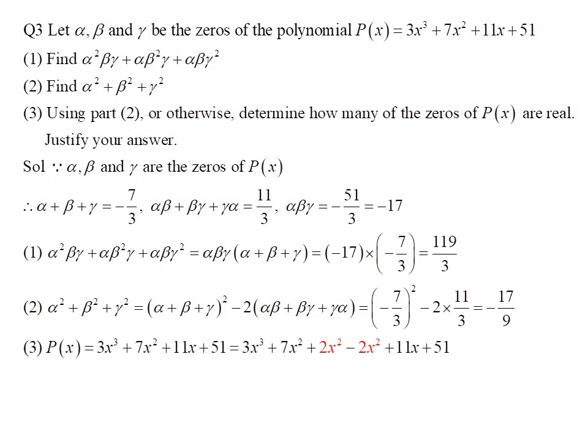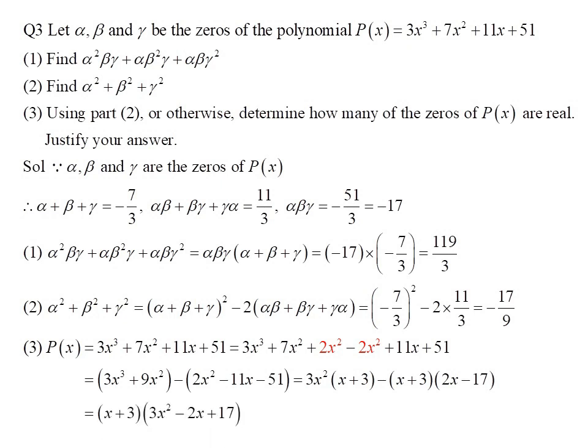There are three approaches to solve the last question. In the first one, we factorize the cubic polynomial directly by adding and subtracting the term 2x squared, and then place all the terms in two groups. Finally, we factorize the polynomial into a linear factor x plus 3 multiplied by a quadratic factor 3x squared minus 2x plus 17.